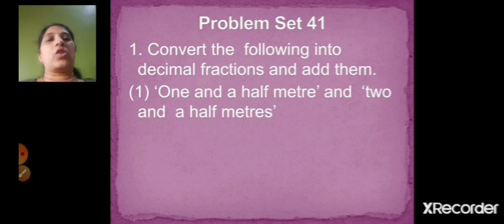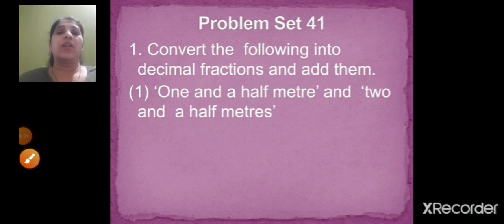So what is the first question? Convert the following into decimal fractions and add them. So what is the first one? 1.5 meter and 2.5 meters. So children, here now 1.5 meter. We are not going to write it in the mixed fraction form as 1 1/2 and then convert it into an improper fraction and then write the decimal fraction for it. So directly, half meter. Now half meter means 1 upon 2.